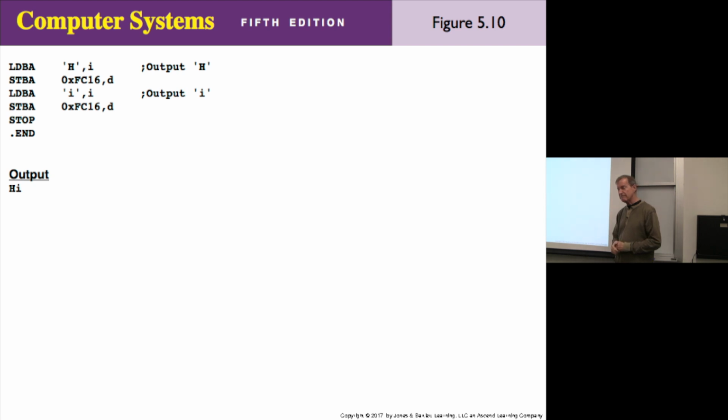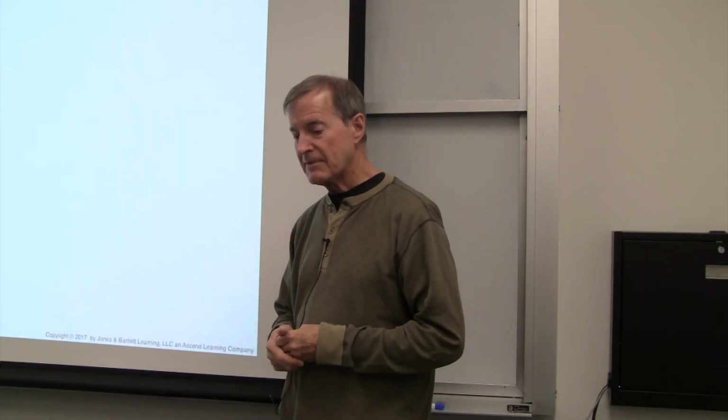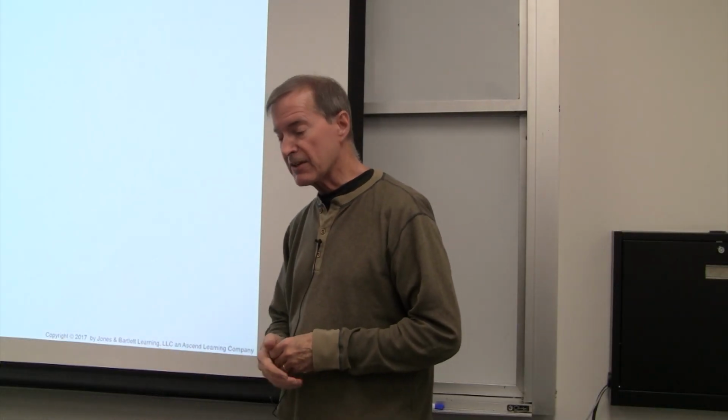Do you see? In figure 5.10, the first statement is load byte accumulator, H immediate, with single quotes around the capital H. And then store byte accumulator to the output device, which still uses direct addressing. Then load byte accumulator, single quote I, that's a single character, so that is part of the instruction itself. Then store it to the output device, and then stop and end. So we don't have to store the H and the I after the stop. Does everybody see? You run this program, the output is HI. So let's demo that.